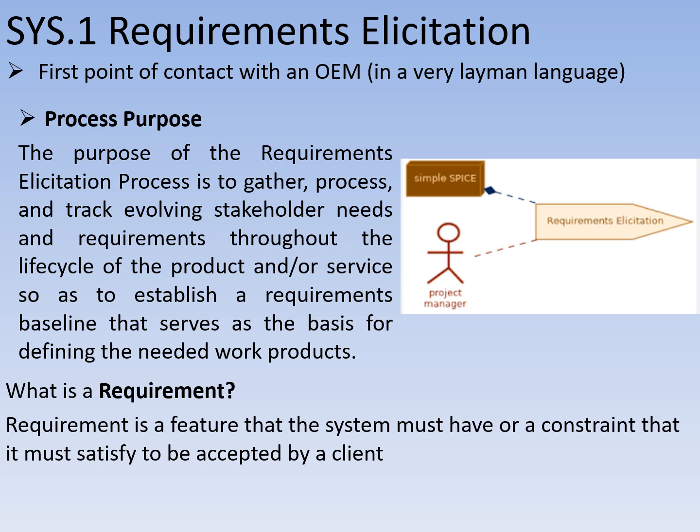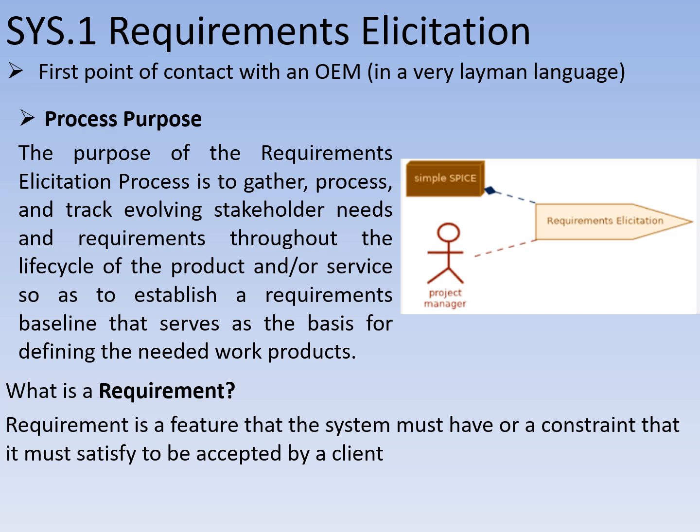In very layman language, this is the first point of contact with an OEM for a tier 1 company. When you are working for a tier 1 company, it may be Bosch or Continental or Aptiv or Hella or Forvia. When you approach an OEM, this is the first point of contact. The OEM approaches you with a list of requirements. So understand this carefully: this is the first step of contact with an OEM.